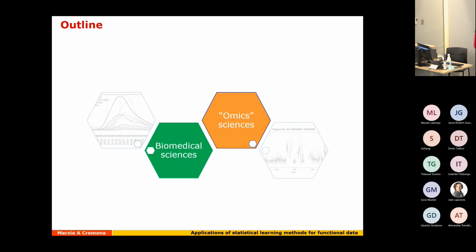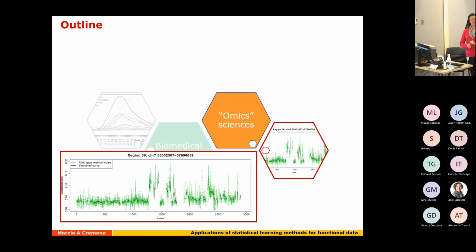Okay, so in this talk, I actually want to show you a bunch of applications. One big application to biomedical sciences and some applications to omics sciences. In the case of omics sciences, it is not obvious what I mean by functional data, because here we don't really have time. So we don't have longitudinal data in this case. But the curves are curves over the genome. So the x-axis are the nucleotides or windows that are one after the other along the genome. And we can have different types of measurements, like in this example, we have substitution rates, so mutation rates.